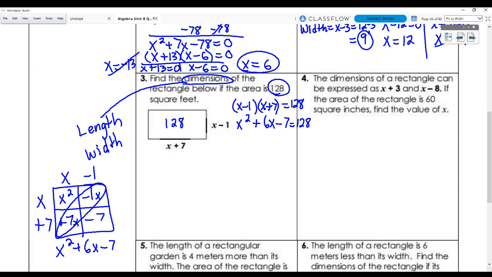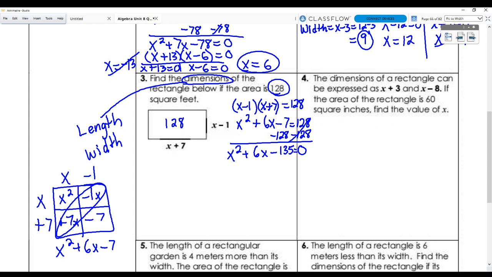And you can use any method that we learned in class in order to factor it. I'm going to subtract 128 from both sides, leaving me 0, which is what I want, is equal to x squared plus 6x minus 135.